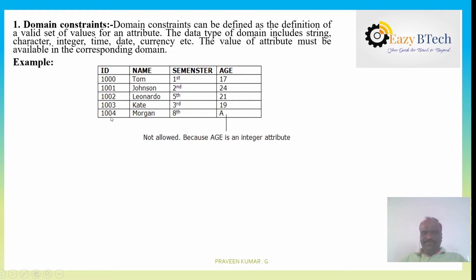In this example, in the fifth record, instead of an integer value for age, we enter a string value. It is not allowed. When you enter this type of value, you will get an error. What is the error? Not allowed, because age is an integer attribute. I will explain these constraints in the next session when we discuss SQL. But what is the domain constraint? A domain constraint basically concentrates on the data type of the attribute.